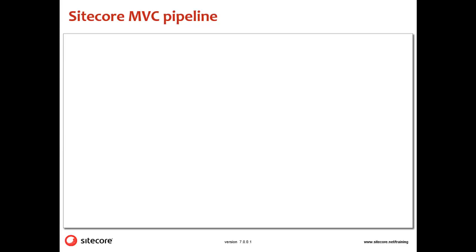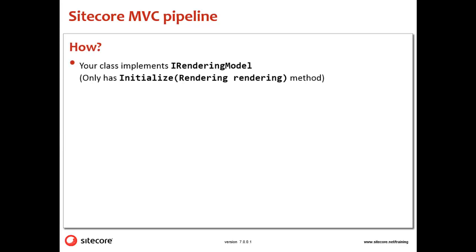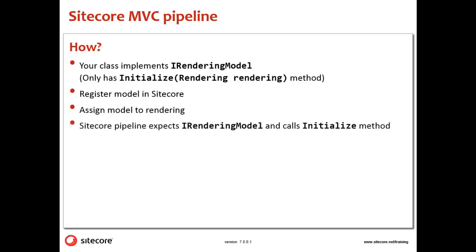Let's recap what we've just done. We created a class called car and implemented RenderingModel. Inside the initialize method, we built up that model's properties. We then registered the model in Sitecore by creating an item that referenced the car class. Finally, we assigned that model item to a particular rendering. By doing that, we ensure that when that rendering is added to a page, Sitecore knows which model to initialize.